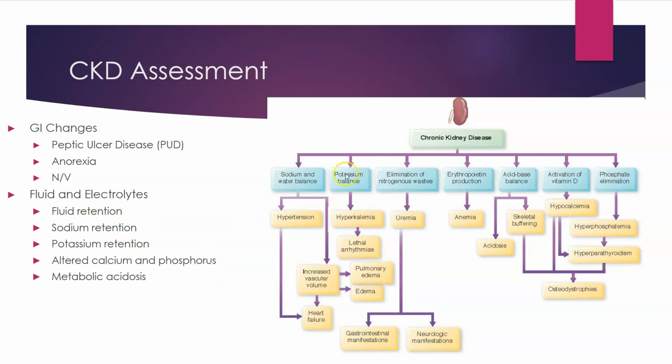I thought this was a nice little slide, but you can see how all these things cause hypertension, hyperkalemia, uremia, anemia, skeletal buffering, acidosis, and hypokalemia. So all these things are going into this patient, and it makes them complex sometimes to treat.